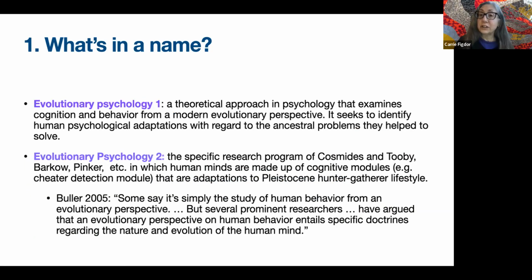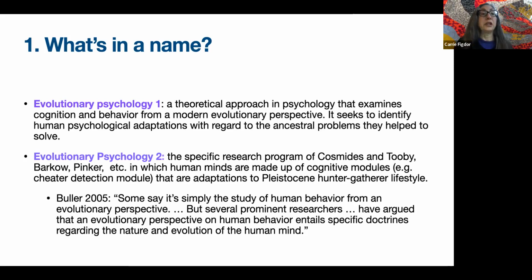If you look at evolutionary psychology, also from Wikipedia, you get a strange difference. And I wish I could get rid of this. Okay, there we go. So the first definition is a theoretical approach in psychology that examines cognition and behavior from a modern evolutionary perspective.